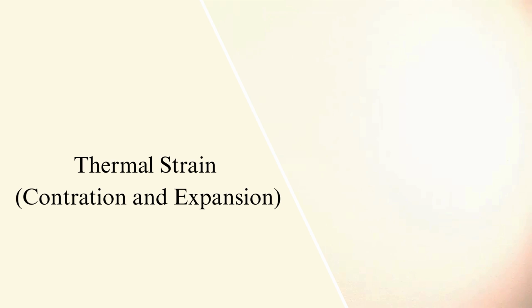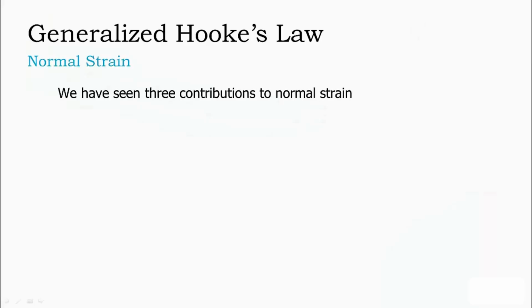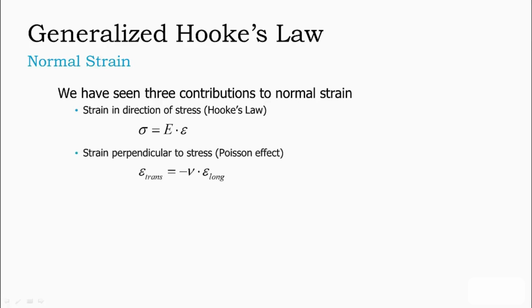Now that we have looked at the strain due to both mechanical loads and thermal loads, let's combine these results and produce a generalized formula relating stress and strain through material properties. We will call this generalized formula the Generalized Hooke's law, and we will look at it first from the perspective of normal strain, then the perspective of shear strain. So far, we have seen three contributions to normal strain. We get a direct strain as a result of a normal stress through the Young's modulus. Perpendicular to that applied stress, we get a Poisson effect, a contraction. And if there is a temperature change, we get thermal expansion of the material.